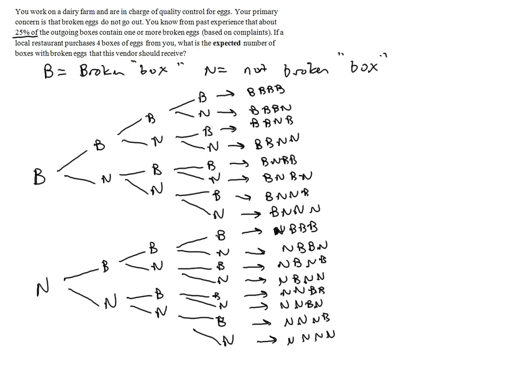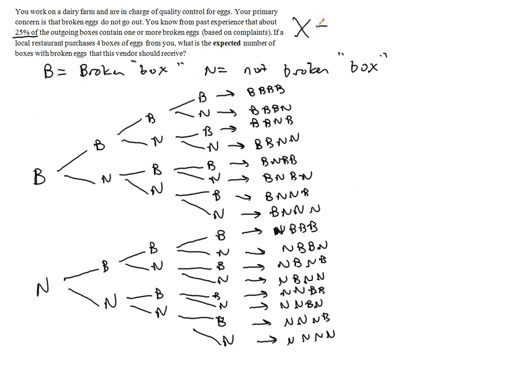You either are a broken box or you're not. We're not keeping track of the count of the number of eggs because it's bad whether you have 1 or you have 10 broken eggs. The customer isn't going to want it. So suppose that 4 boxes of eggs are being shipped out. What is the expected number of boxes with broken eggs that this vendor should receive?